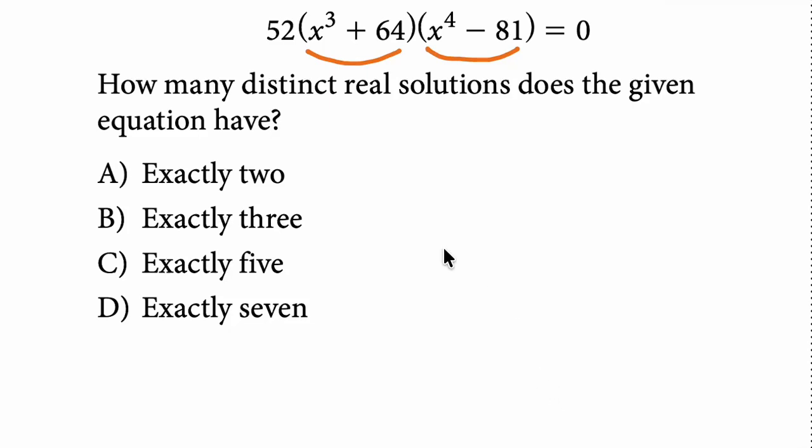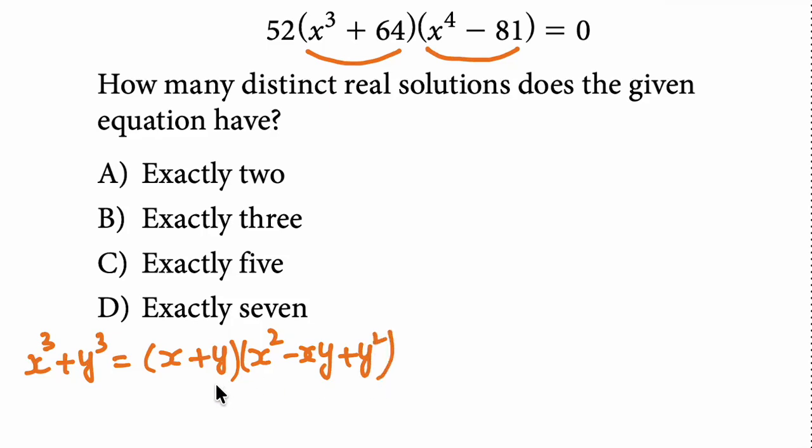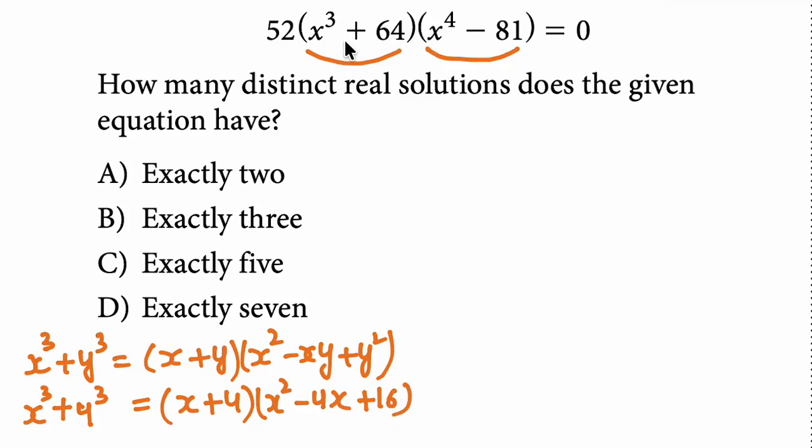that we need identities. So as you can see, this is a cubed and plus sign, and this 64 is the cube of 4. So first identity we are going to use is x cubed plus y cubed is equal to x plus y, x squared minus xy plus y squared, right? So what we have, x cubed plus 64 is the cube of x plus 4 cubed. So that is x plus 4, x squared minus 4x plus 16, right? So these are the factors of this.